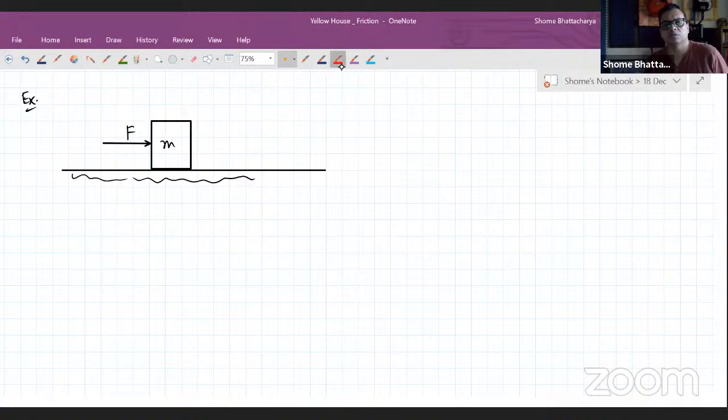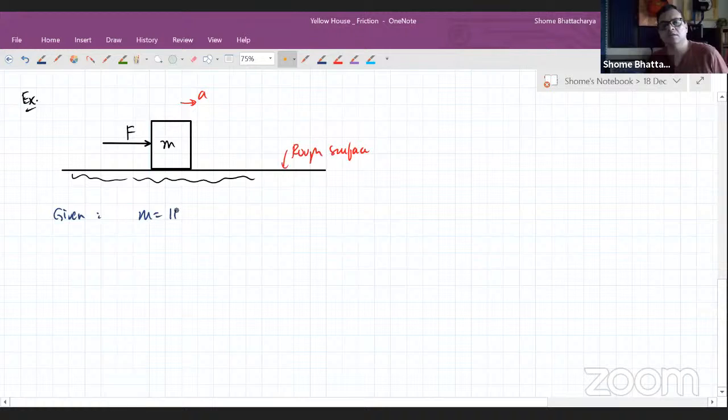So suppose we have a situation where this is a rough surface. Now in this particular example, suppose it is given to us that the mass of the block is equal to 10 kilograms. The force we are applying is 20 newtons, but the acceleration of the block is only 0.5 meters per second square. So what can we conclude from this?